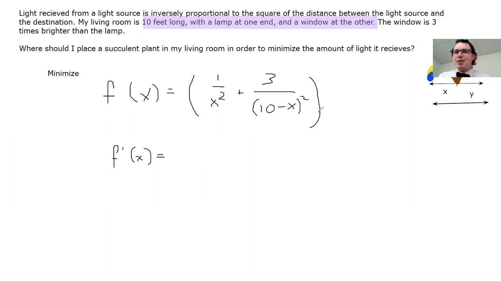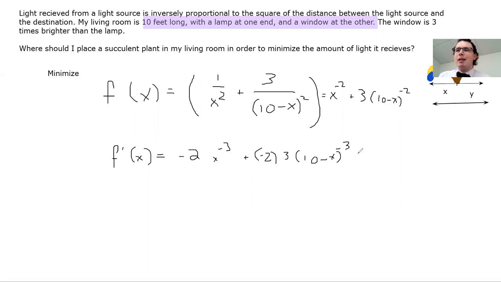It'll be a little bit easier if I rewrite these to use negative exponents instead. So let's say I have x to the power -2 plus 3 times (10 minus x) to the power -2. Then I can use the power rule and the chain rule to calculate this derivative. Looks like I've got -2 times x to the power -3. And to that, I'm going to add -2 times 3 times the quantity (10 minus x) to the power -3.